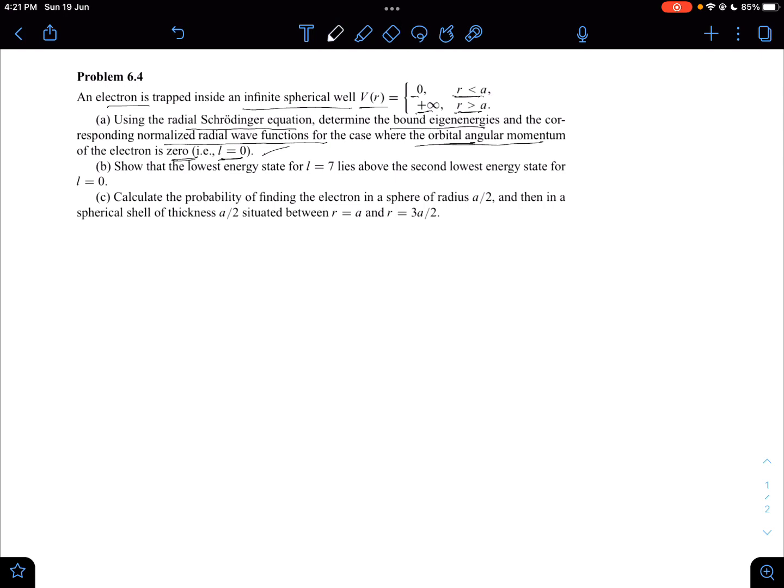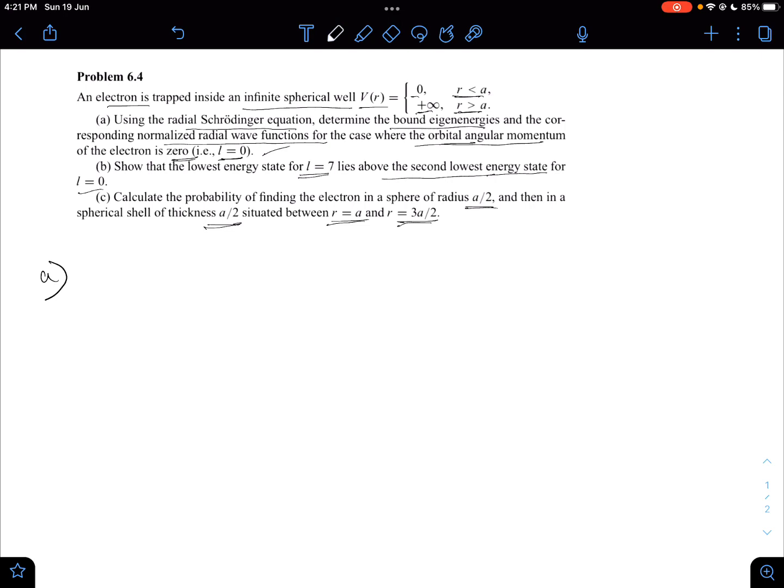Then we have to show that the lowest energy state for L equal to 1 lies above the second lowest energy state for L equal to 0. And we have to calculate the probability of finding the electron in a sphere of radius a by 2, and then in a spherical shell of thickness a by 2 which is situated between r equal to a by 2 and r equal to 3a by 2. So let us proceed with our first problem first.